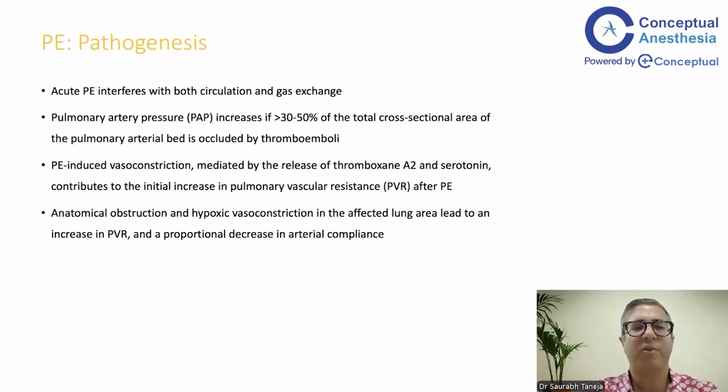Now remember what the pathogenesis is. Acute pulmonary embolism, which is a medical emergency by itself, interferes with both circulation and gas exchange. As an example, the pulmonary artery pressure increases if 30 to 50% of the total cross-sectional area of the pulmonary arterial bed is occluded. So when you have an occluded pulmonary arterial bed, the pulmonary artery pressure rises by almost 50%. And then pulmonary embolism induced vasoconstriction, that is, the markers released are thromboxane A2 and serotonin. They lead to increased pulmonary vascular resistance. So there's an anatomical obstruction and there's a hypoxic vasoconstriction that leads to increased pulmonary vascular resistance.